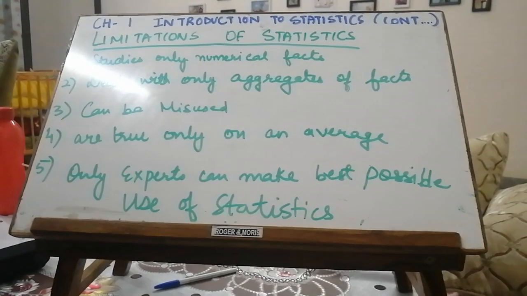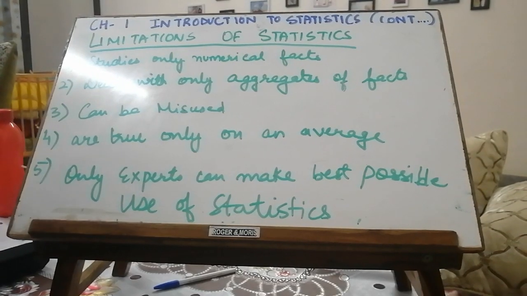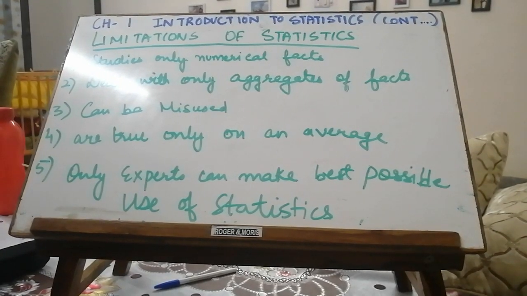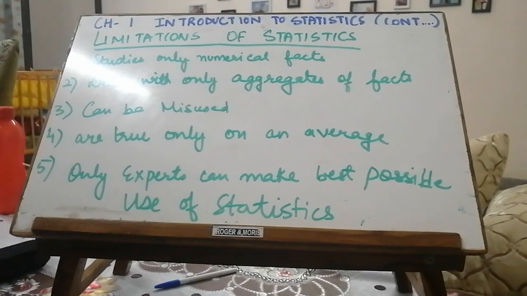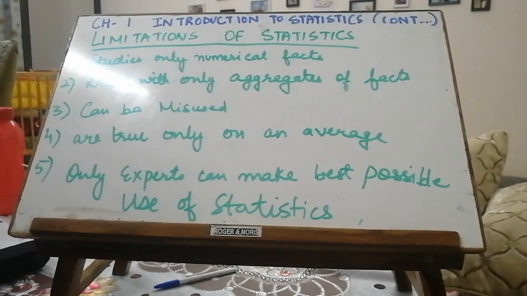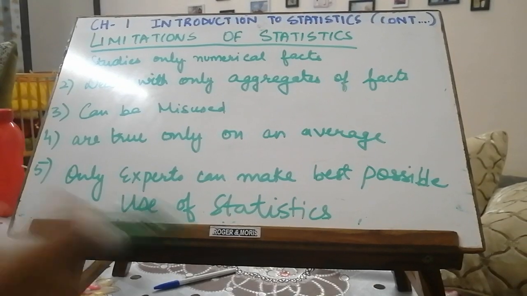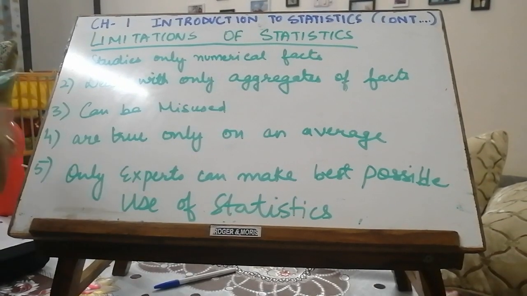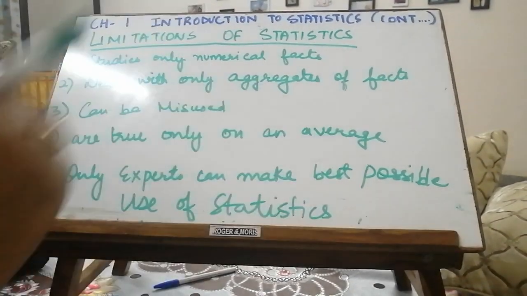It can be misused by both. If a person doesn't know how to use statistics, then it is being misused, and if a person knows how to misuse it, how to use it properly, he can easily fool you also. Then the next point is: true only on an average.